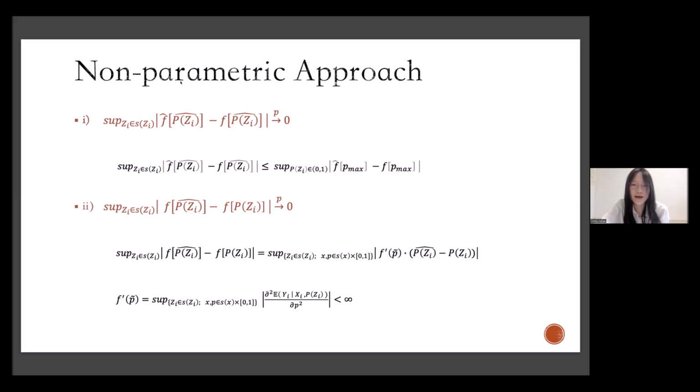And for the second one, according to the mean value theorem, we have the sup of the f difference equal to the sup of the f dash of some specific p tilde times the difference of pZ. F dash is the second order derivative of the conditional expectation of y on x and pZ, and it is smaller than infinity based on the theorems of sieve extremum estimation. As the causal forest provides consistent propensity scores, we can also get a consistent sup value here in the second step. Then we combined our analysis and ultimately confirmed the consistency of the non-parametric approach.